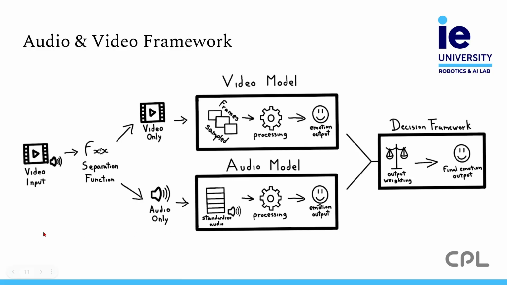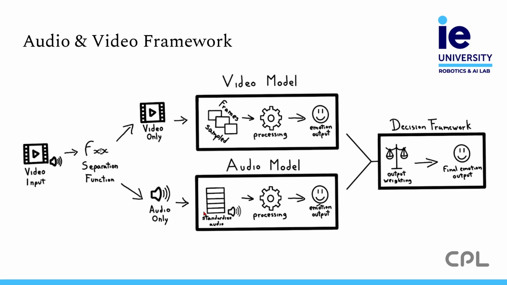Let's take a look at our final framework. We first start by feeding our video input file to a separation function. This function takes care of separating the video-only portion and the audio-only portions of the video and feeding them to our respective models. The video model takes the video-only portion and it samples the 32 frames, it processes them, and gives us as output the probabilities for each emotion inside the video.